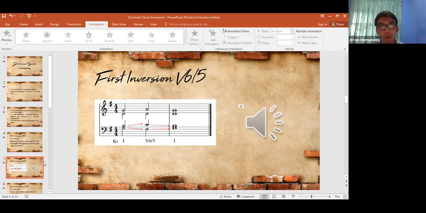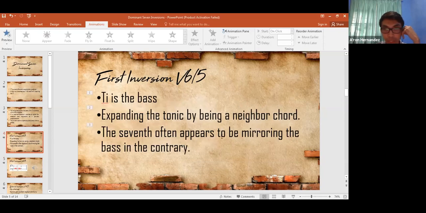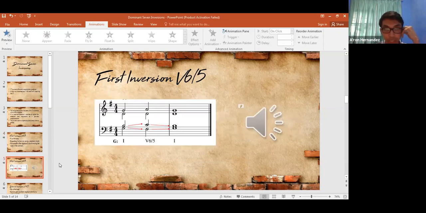Okay, so we have here an example of the first inversion 6-5, in the key of G. We have here the base, which is G. It goes to, so what's the 5 of G? It's D. Okay, so yung first inversion niya, we have the base, which is F sharp, and then going back to G. What I'm saying with this part, the seventh often appears to be mirroring, is like this one. As you can see, on the contrary, yung neighbor movement noong base is on the upward movement naman nung seventh. So we have B going to C and then going back to B. How does this sound? It sounds like this po.